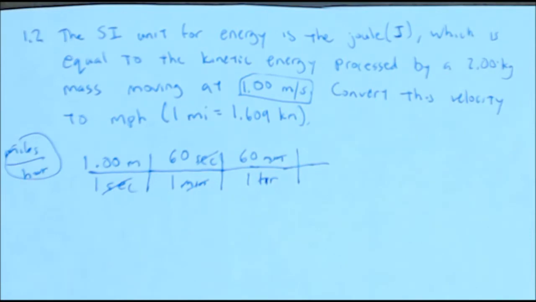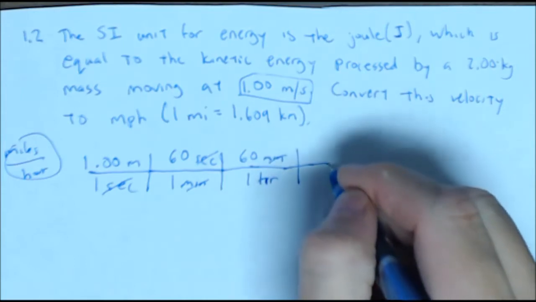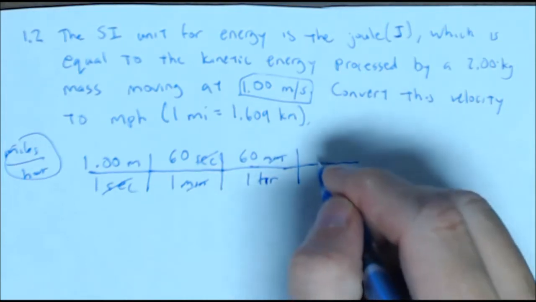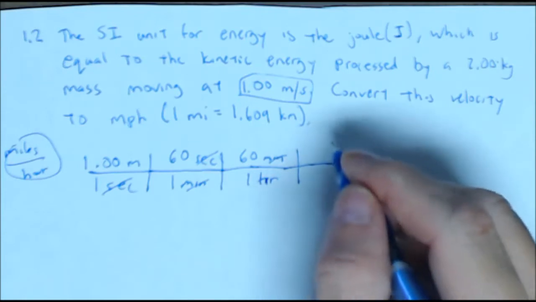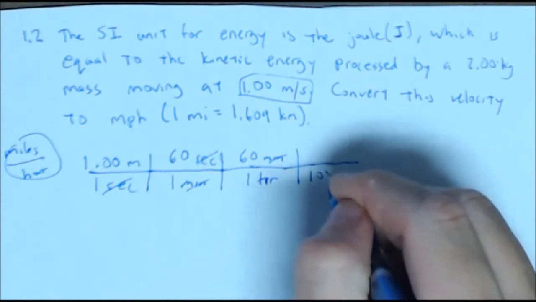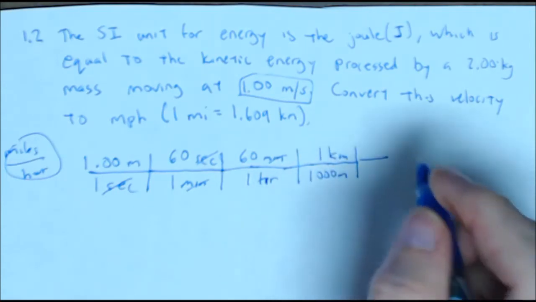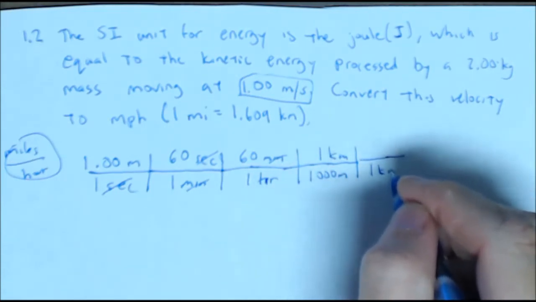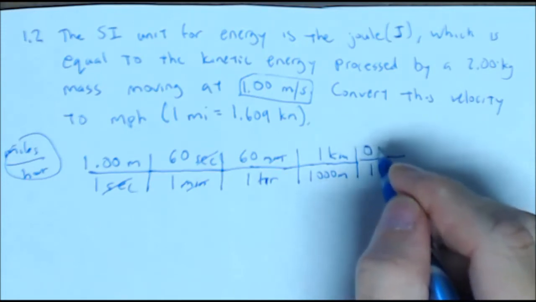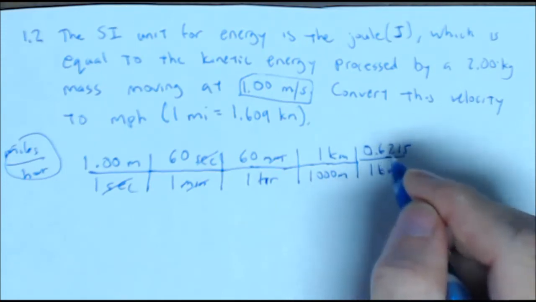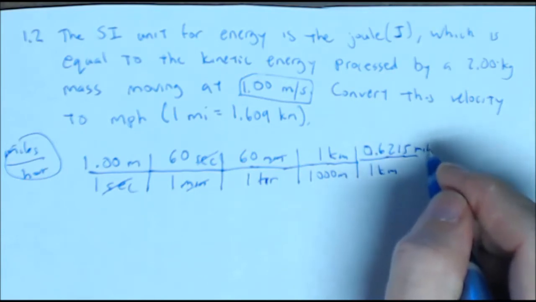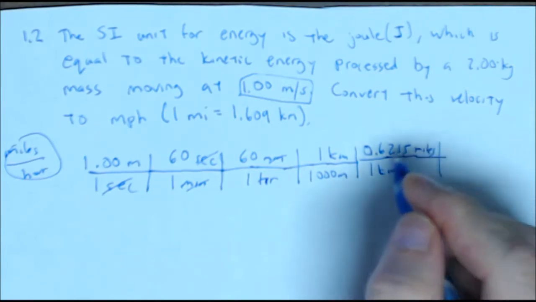Now what we have to do is convert things over to kilometers and miles. If I use the back of the book, first I'll convert to kilometers. So I know that 1,000 meters is 1 kilometer. And I also know that 1 kilometer is equal to 0.6215 miles. And that's not a definition, okay? So I've got 4 sig figs there.